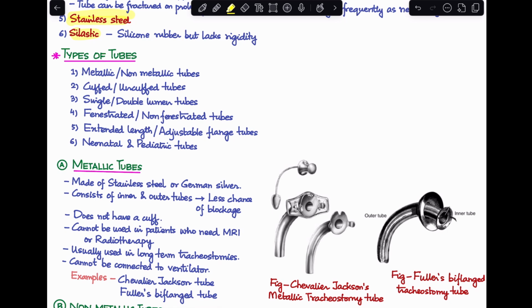Next, let's look at the different types of tracheostomy tubes. Now, there is a lot of variety of tracheostomy tubes. For example, it can be metallic or non-metallic. It can be cuffed or uncuffed. It can be a single lumen or a double lumen tube. It can be fenestrated or non-fenestrated. It can have an extended length or an adjustable flange tube. And then there are neonatal and pediatric tubes. Now, I'll discuss each one of these.